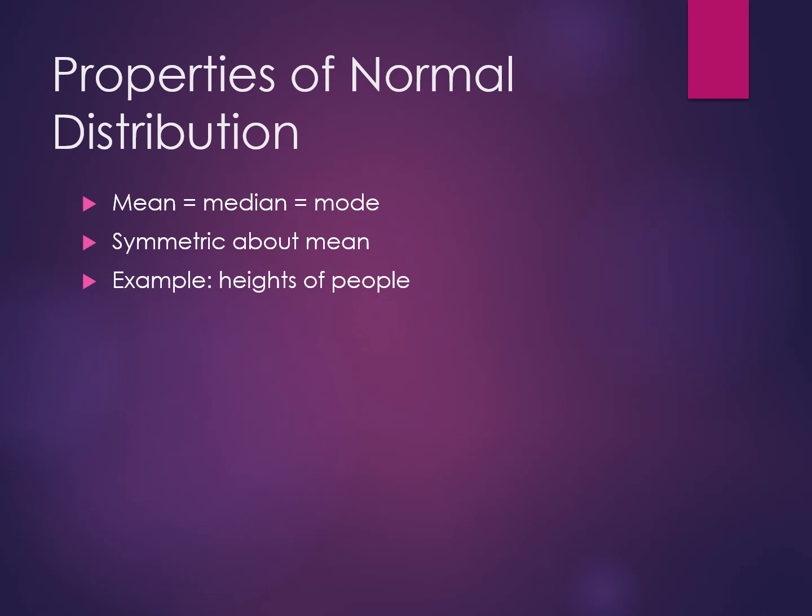Properties of the normal distribution: mean, median, mode, symmetric about the mean. One important property of the normal distribution is that the mean, median, and mode are equal. This means the center of the distribution is also the most common value. The curve is symmetric around the mean. For example, if the average height of students is 170 centimeters, then about the same number of students are taller than or shorter than 170 centimeters.